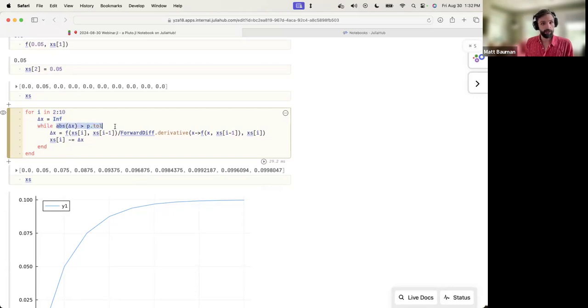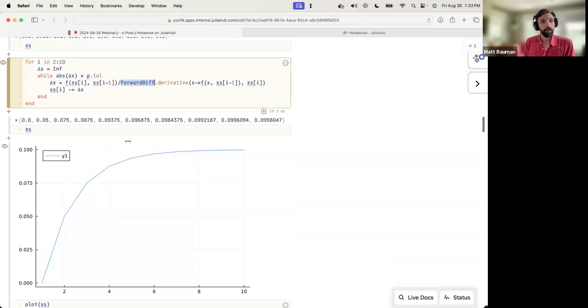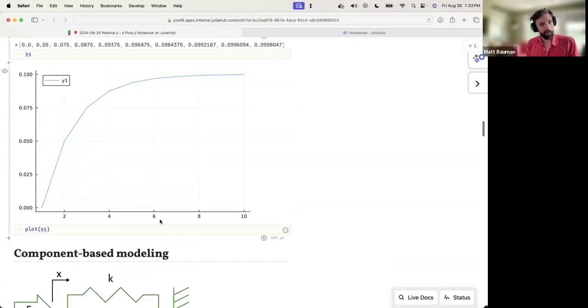So we're just asking, while our tolerance is greater than what we wanted, we're just going to update it. And the way we update it is by using one of the built-in auto differentiation mechanisms in Julia, or package-based auto differentiation mechanisms using ForwardDiff. And then we updated it, we got our x's, and we plotted it. We have our 10 time points. Of course, we could do a lot more with the labels and things, but I don't want to spend too much time on this. This is just a very simple example of getting our hands wet working with this model.